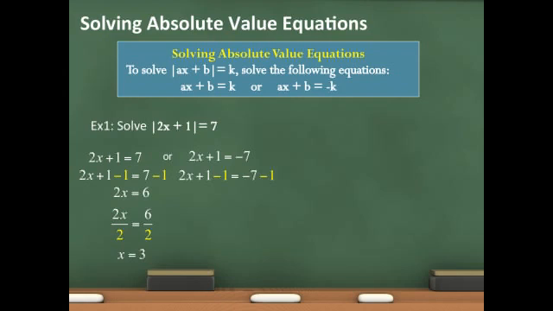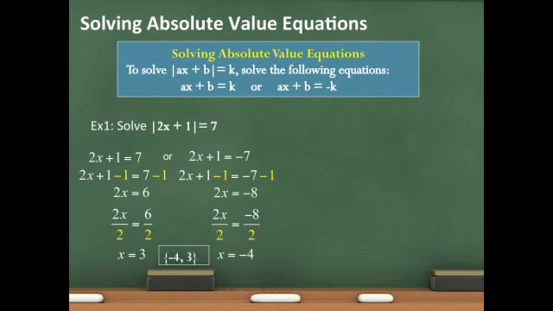For the second equation, again, we start by subtracting 1 from both sides. Again, we divide by 2. This time we get x equals negative 4. Therefore, we have two solutions, negative 4 and 3. Note that you can check your solutions by substituting them back into the original equation to see if you get a true statement.